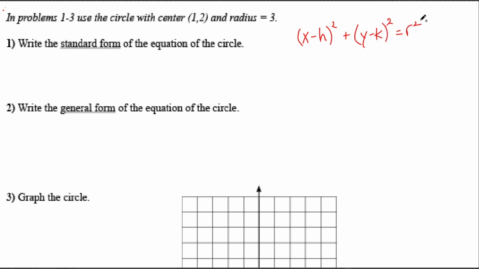Does it really matter if you put the r squared on the right or the left? Nah, it doesn't make any difference, but I just kind of like to do it like that. So what does this mean, though? What is the h and the k? That's the center of the circle. This is the x coordinate of the center. This is the y coordinate of the center.